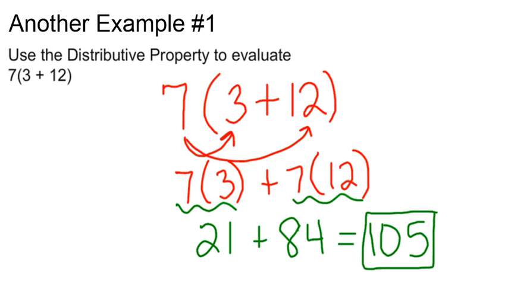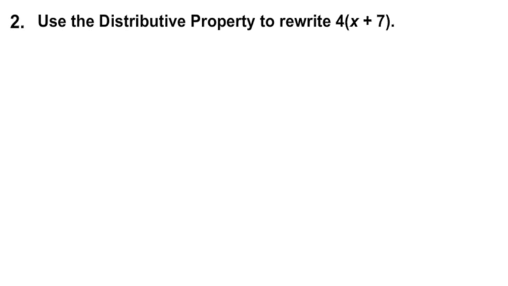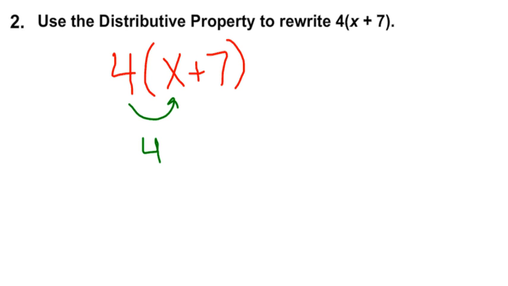Okay, now we're going to move on to algebraic expressions where we have a variable. So our expression is 4 times the quantity x plus 7. We're going to expand this expression by distributing the 4. So we're going to have 4 times x, then our operation is addition, and then 4 times 7.